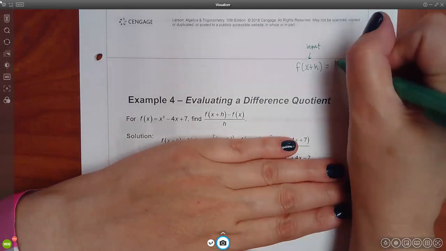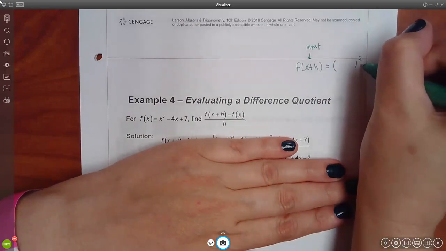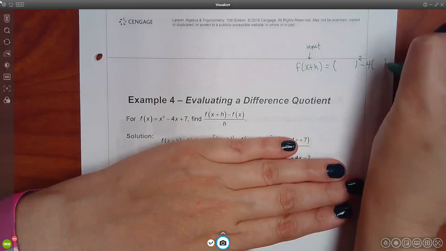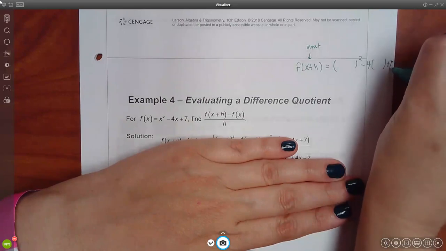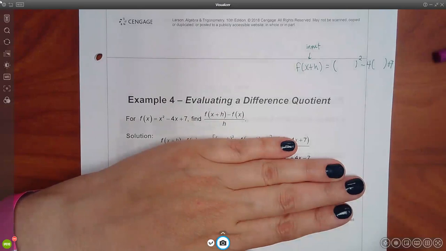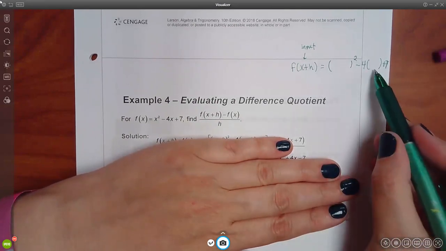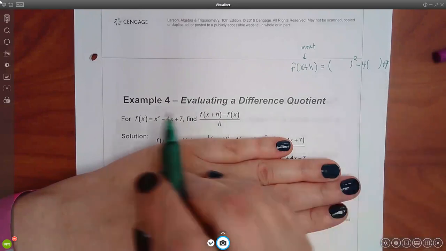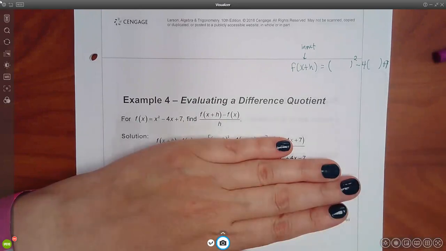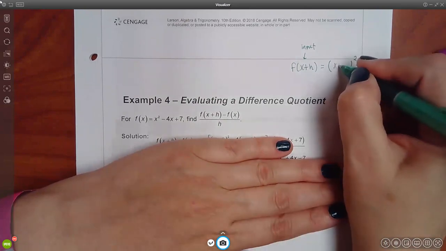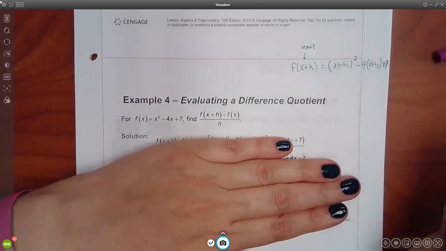So that means I like to write the function out. So you see why they did it with that plus 7 on the other page. It's the exact same function. I write that out just like that. If you can read that, that says plus 7. And then all I'm going to do is take that input and put it in both of those parentheses. So it says x plus h and x plus h.